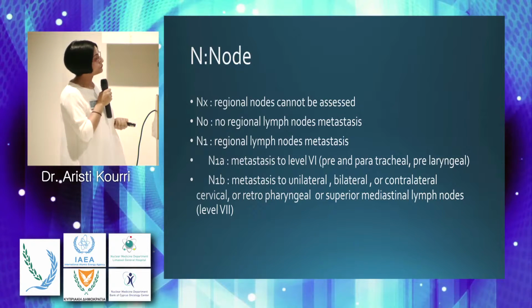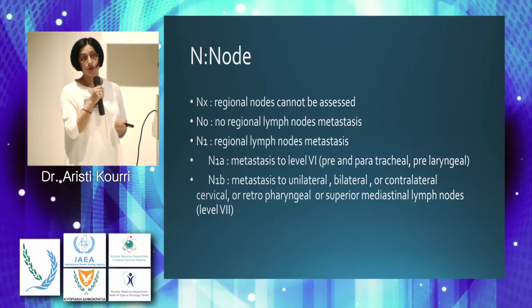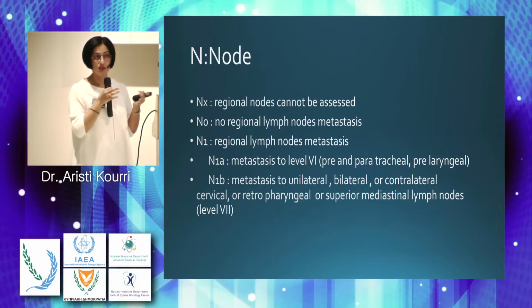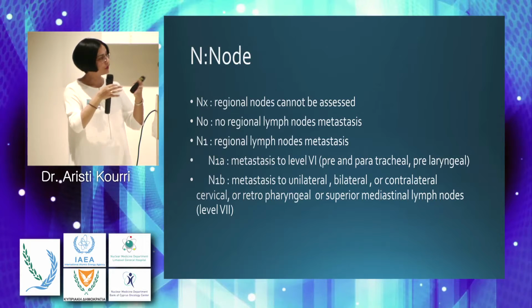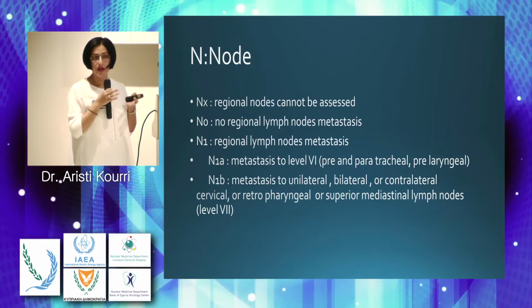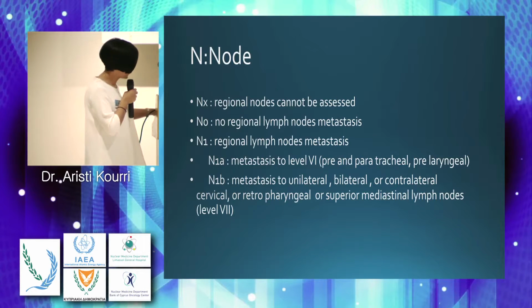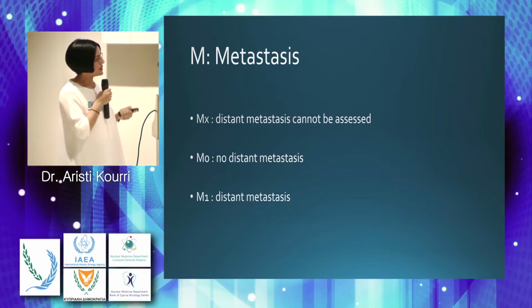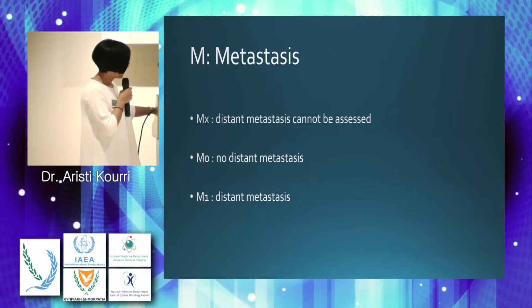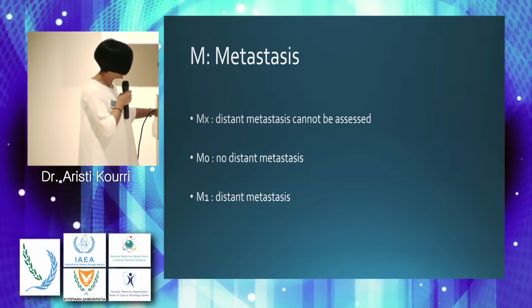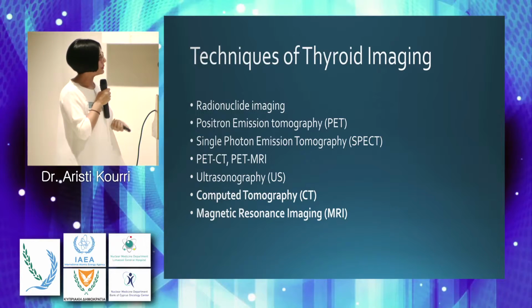And for node, we have to describe every nodule or the group of nodules because, as we said, at first the cancer spreads to group 6, surrounding the thyroid area, but later it spreads to the other neck groups as well as the mediastinum or elsewhere. And for metastasis, thank God we don't have many patients at the first diagnosis with distant metastasis. It's not that common, but some unfortunate patients do have distant metastasis.